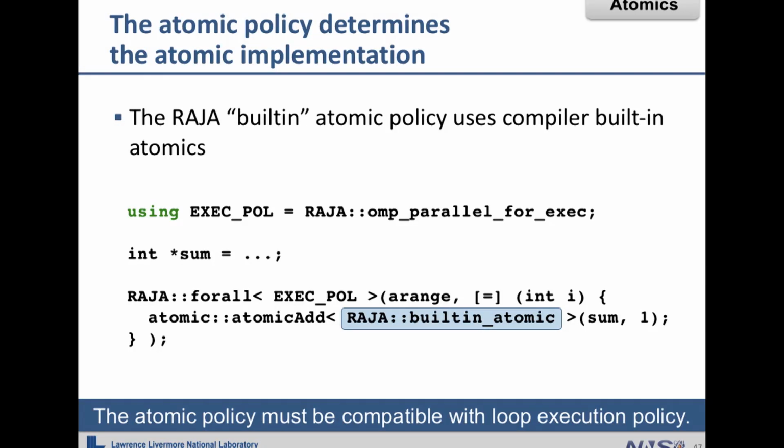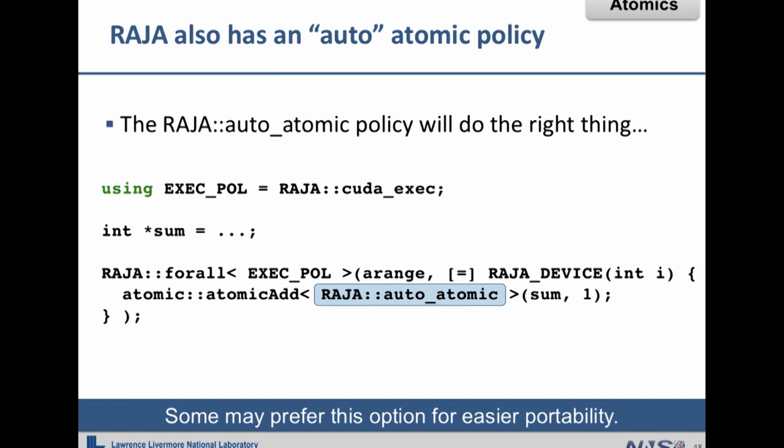Like all of our constructs, you pass in a policy, and this determines the actual back-end implementation that you're going to be using. So we have a built-in atomic policy that uses the compiler built-in atomics. And again, like with the reductions, you have to make sure that your atomic policy is compatible with the loop execution policy that you're using. So as well as the compiler built-in type, we also have an auto-atomic, which will just do the right thing regardless of what your execution policy is, right? So you could swap CUDA for something else, and the auto-atomic would still do the right thing. This is a more portable option.